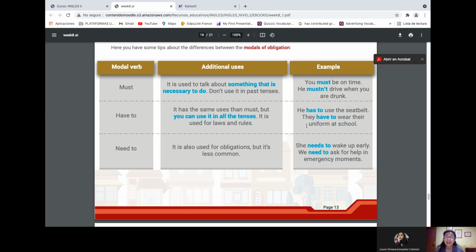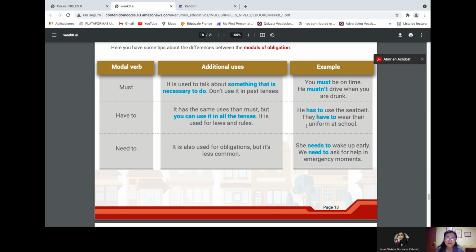Very good. And now we have another modal that is not very common, it's not very popular, that is need to. Need to is when you want to express something that is necessary or not necessary to do.